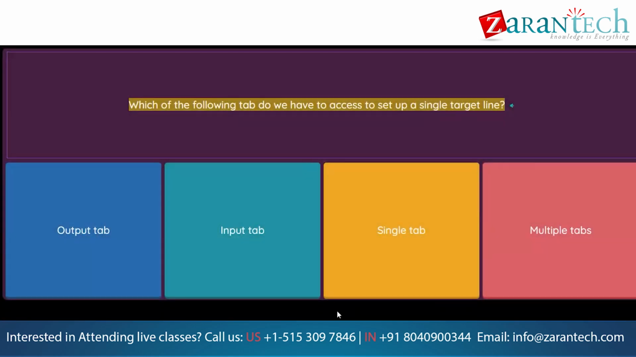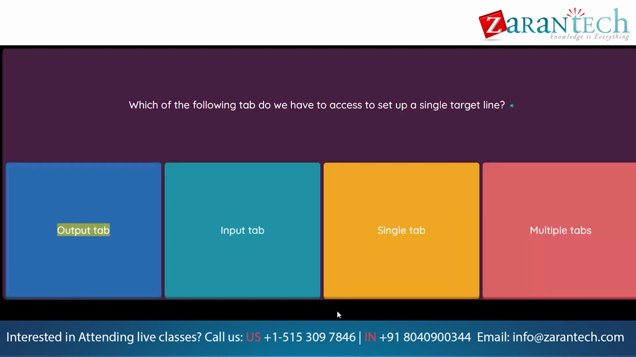Question, which of the following tabs do we have to access to set up a single target line? Option 1, output tab. Option 2, input tab. Option 3, single tab. Option 4, multiple tabs.